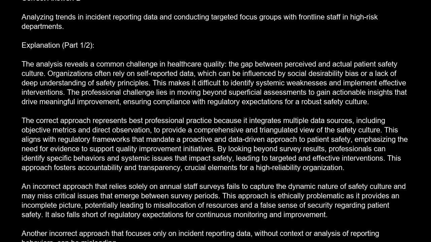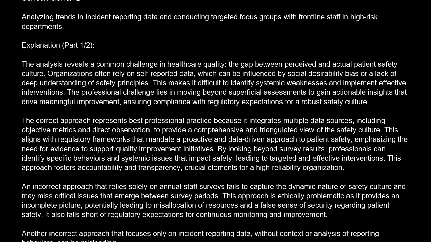The professional challenge lies in moving beyond superficial assessments to gain actionable insights that drive meaningful improvement, ensuring compliance with regulatory expectations for a robust safety culture. The correct approach represents best professional practice because it integrates multiple data sources, including objective metrics and direct observation, to provide a comprehensive and triangulated view of the safety culture.